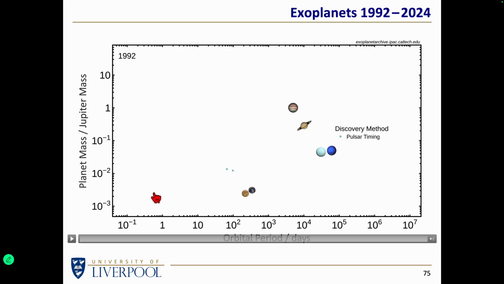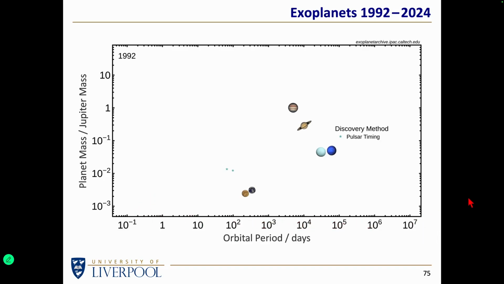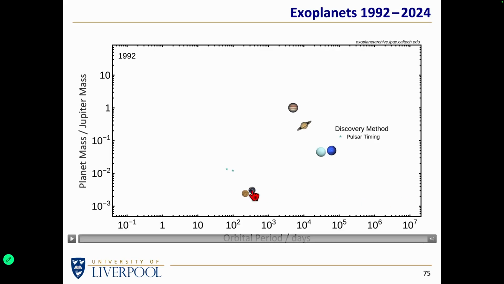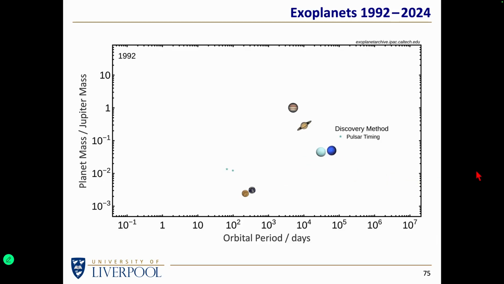The horizontal scale is the orbital period in days. And again, the solar system planets are shown just for reference. So there's Earth being very much lower mass than Jupiter, going round our Sun in 365 days. And there are the ice giants Uranus and Neptune. So dots will appear in this diagram as we go from 1992 onwards. So let's have a look.